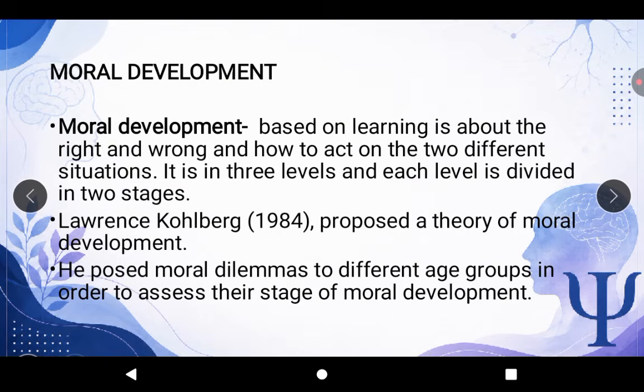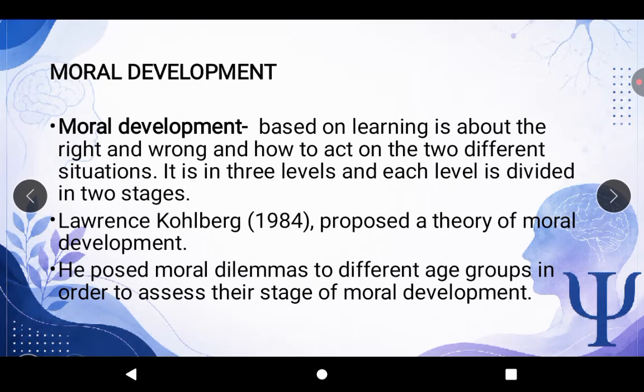Alright, now let's look at moral development. So with moral development, you are now trying to understand or learn what is wrong and what is right, and how you should act in those two different situations. So it is a 3-level theory, and each level is divided into 2 stages. Okay, so there's a theory which was proposed under moral development by this psychologist known as Lawrence Kohlberg, and that was in the period 1987. So according to him, he posed moral dilemmas to different age groups in order to assess their stages of moral development.